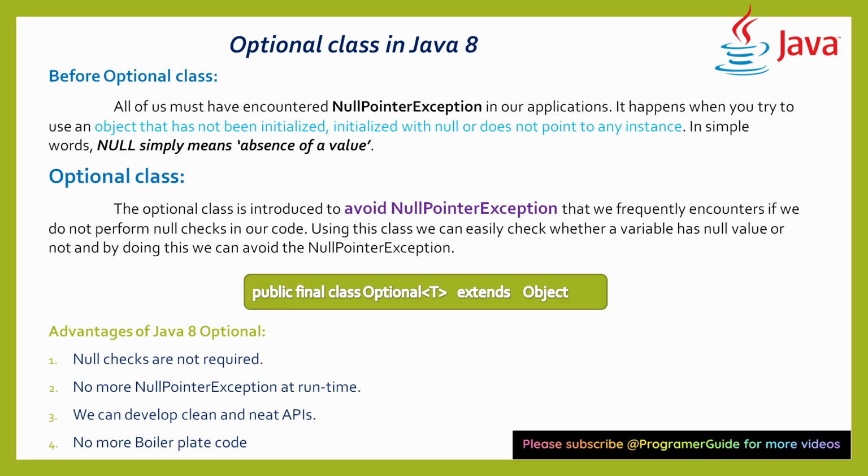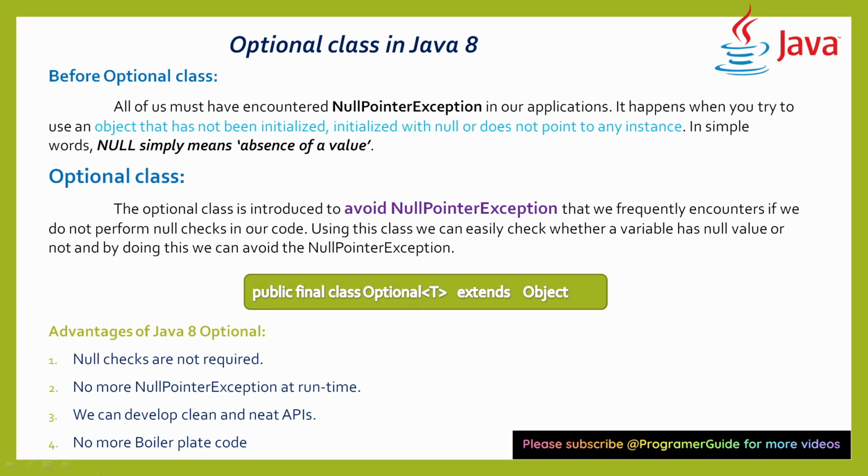To overcome these issues, Java 8 introduced the Optional class. The Optional class was introduced to avoid the NullPointerException that is frequently encountered if we do not perform null checks in our code. Using this class, we can easily check whether a variable has a null value or not, and by doing this we can avoid the NullPointerException.